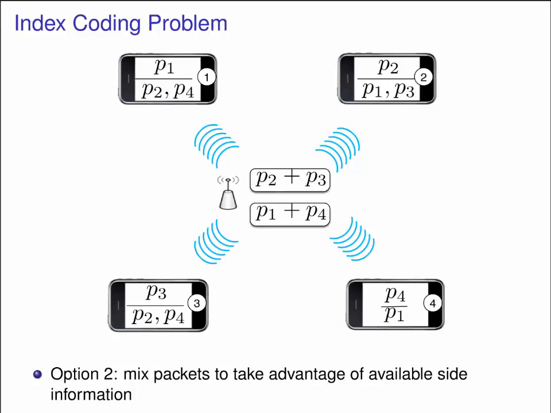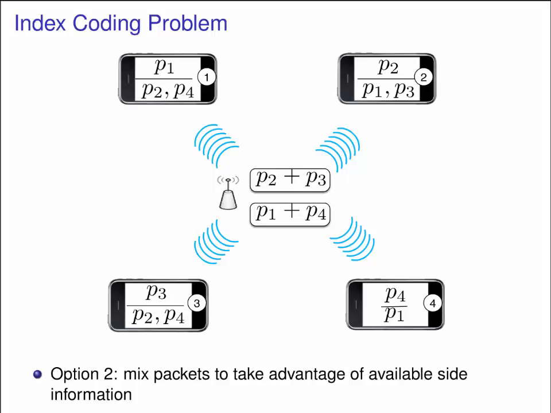Instead of sending original packets uncoded, we will send a coded combination of packets. One of the possible solutions is to transmit two combinations, just two instead of four. The first combination will be P2 plus P3. Again, addition here will be performed over some field. For example, here we can use the field GF(2), which will correspond just to a bitwise exclusive OR between the bits of packets P2 and P3.